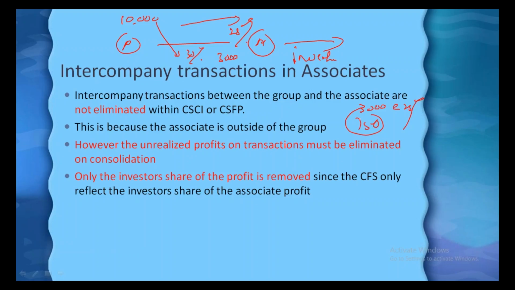So we're talking about if P had a 25% share in A. Yes, they sell the goods, and the profit is 3,000. But because they only have a 25% stake, they only get 25% of the 3,000. That's what we're talking about. They would have got only 25% of 3,000, and that they have not got, and that we will remove from the profit.